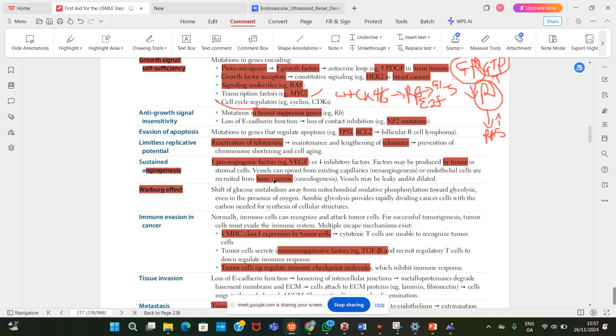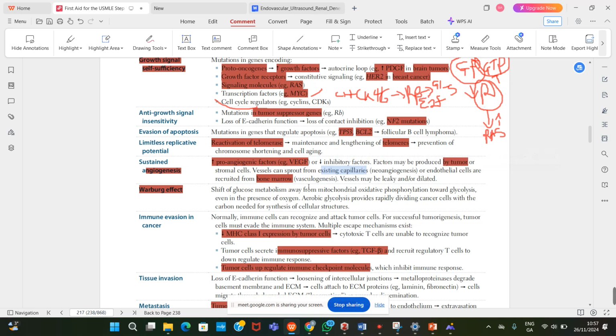If new vessels sprout from existing capillaries, I'm going to call that new angiogenesis. So new is for the new vessels, sprouting from old capillaries, which is the angio. So the old capillaries are the angio. The new is the new vessel. So new vessels growing from the existing capillaries is new angiogenesis.